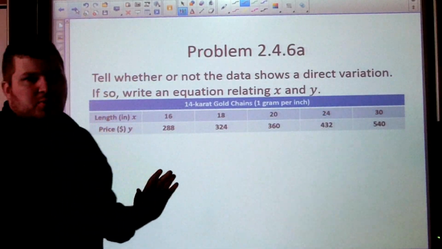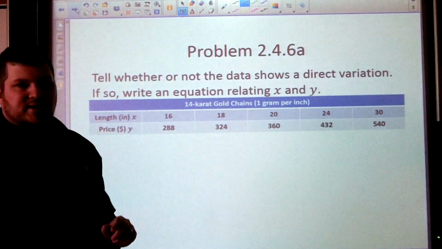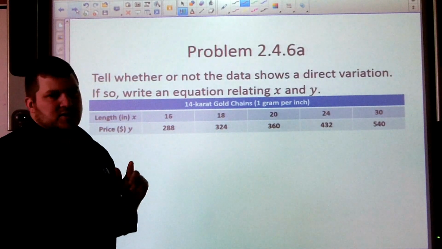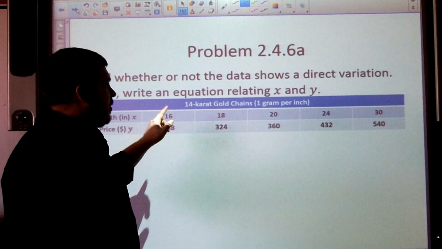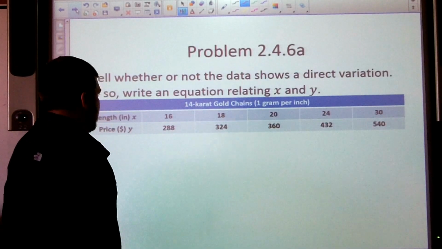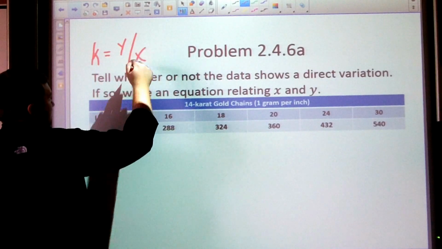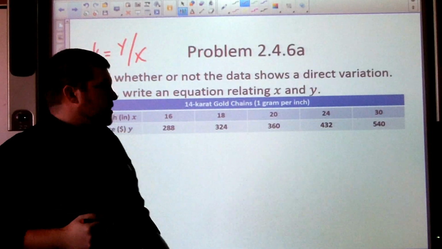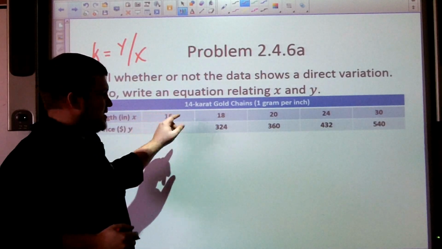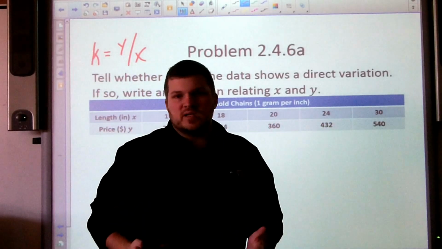Okay, now we have a different type of problem using direct variation. It says, tell whether or not this data set shows a direct variation. If so, write the equation relating x and y. So first things first, we need to look at the constant of variation. Anytime you have a problem like this, you want to look at the constant of variation. So k is equal to y over x. And what has to be true is, for every y divided by x, it has to be the same all the way across. So this constant of variation has to be the same. That's what it means to be a constant.